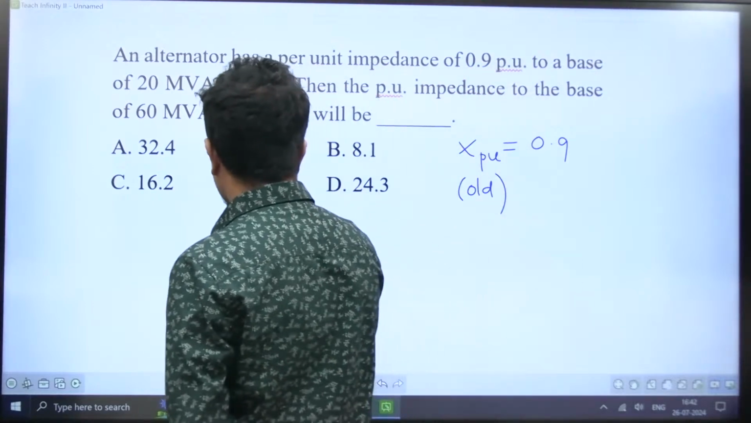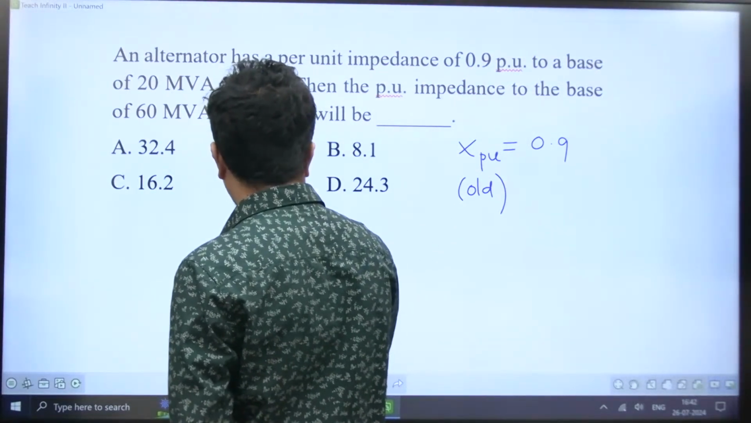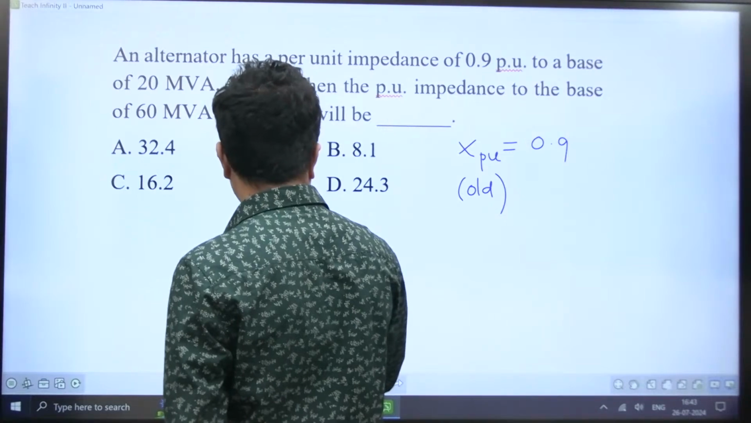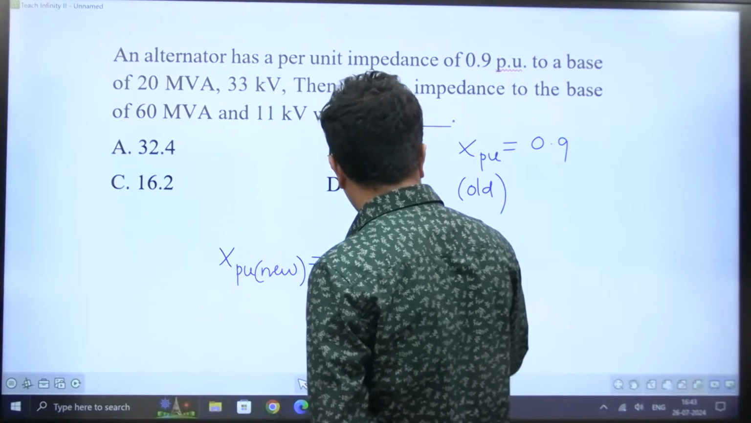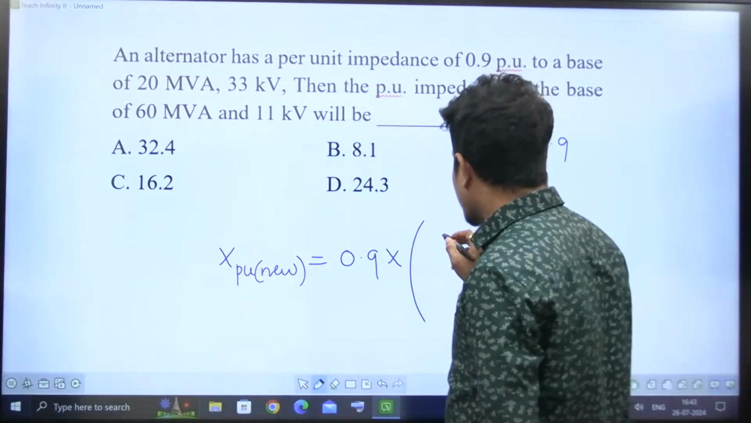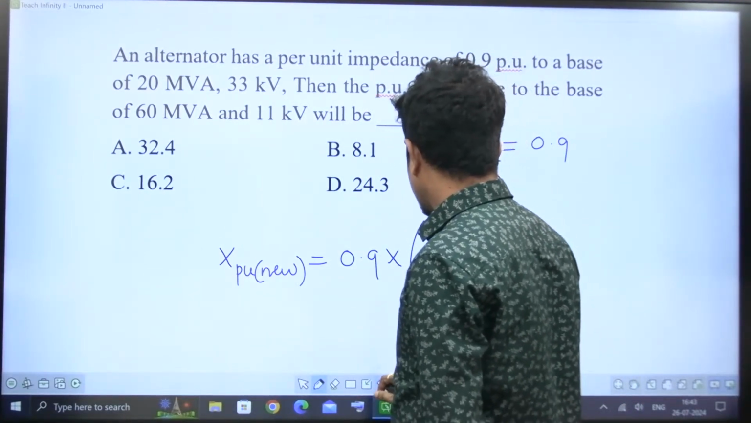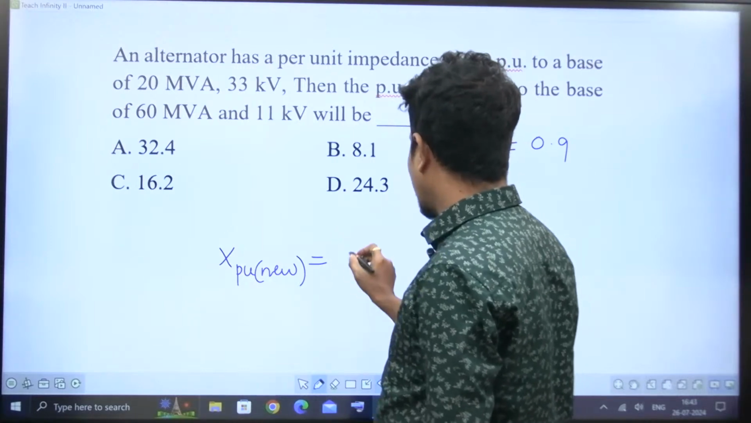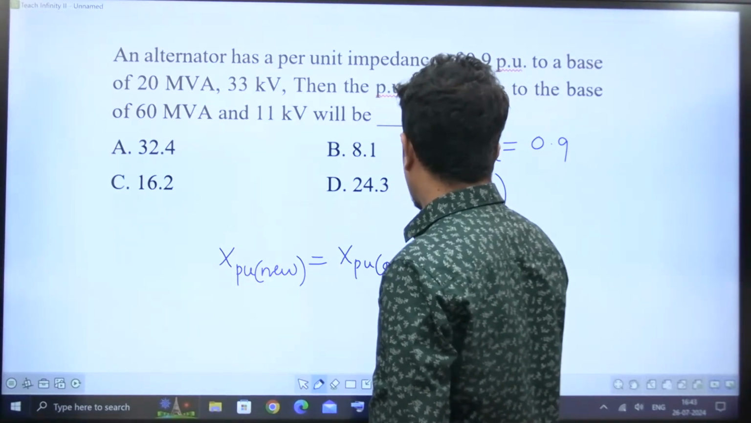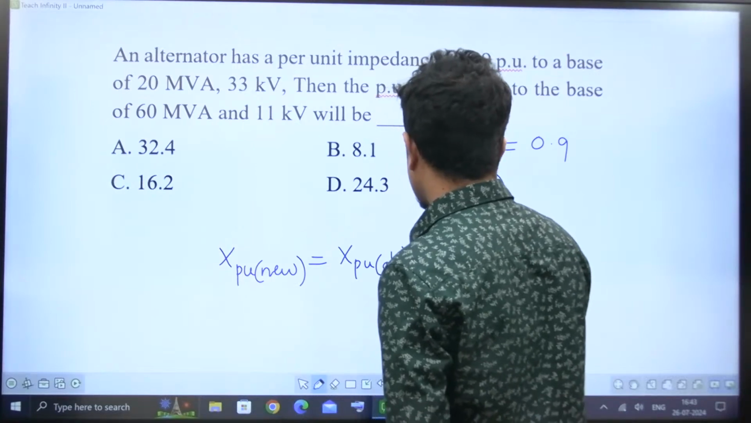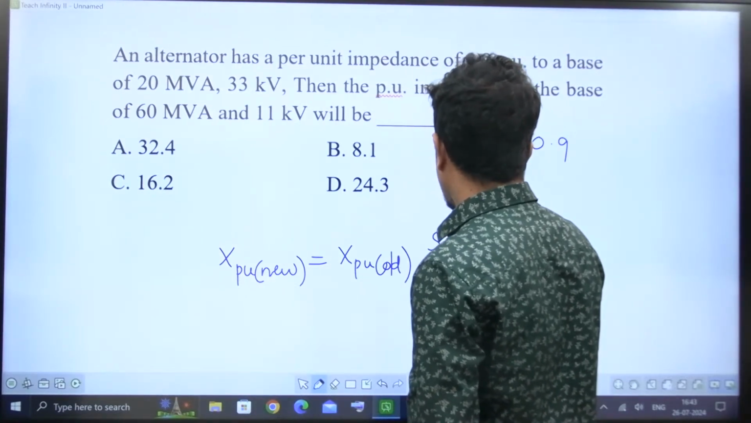In our classes, I gave you one formula, a very simple formula. In fact, I derived this formula. X per unit new is equal to X per unit old, 0.9, into V base new by V base old. See, let me write the formula. Substitution I'll do in the last. X per unit old into S base.